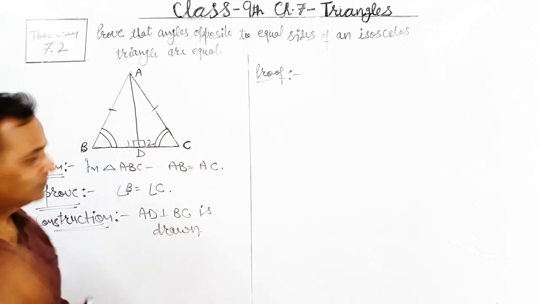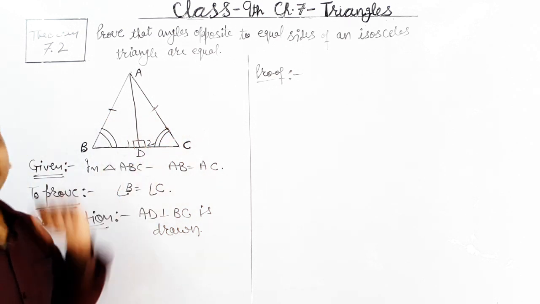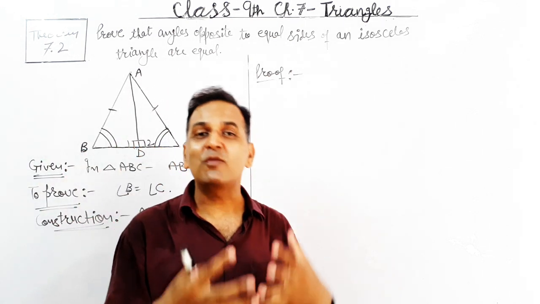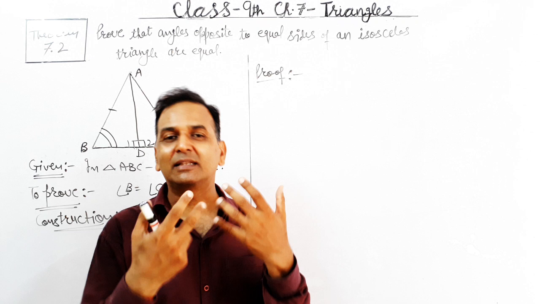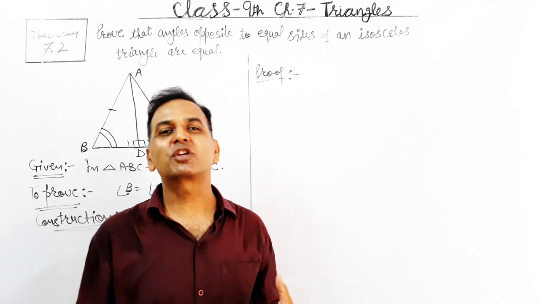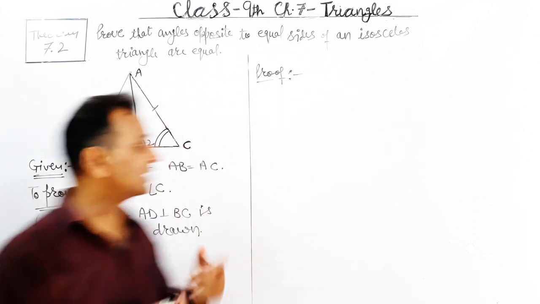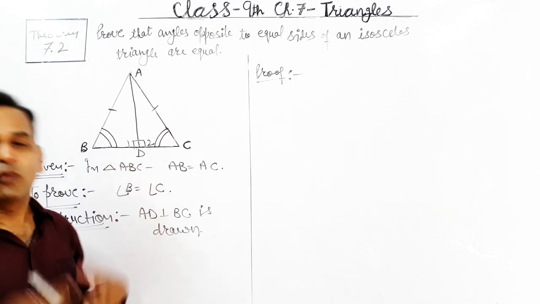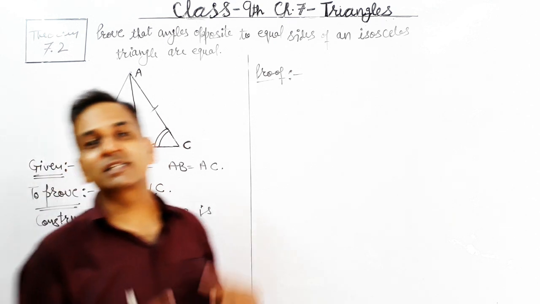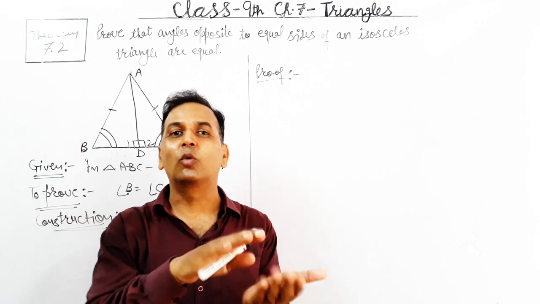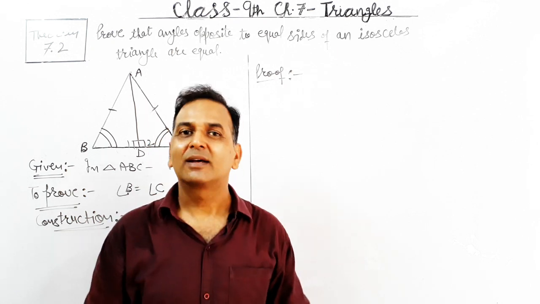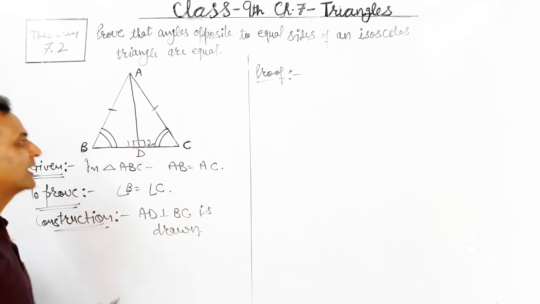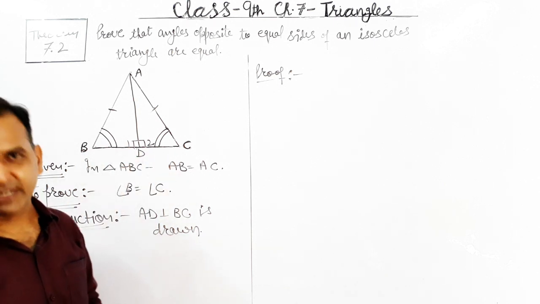Step number 1. Angle 1 equals angle 2, each equal to 90 degrees. Why? Because we have drawn the perpendicular ourselves in the construction. It is the construction work which we have done ourselves, that is AD is perpendicular on BC, and we know very well whenever there is a perpendicular, an altitude, then the angles on both sides are right angles, of 90 degrees. So angle 1 and angle 2 are equal to 90 degrees each by construction.